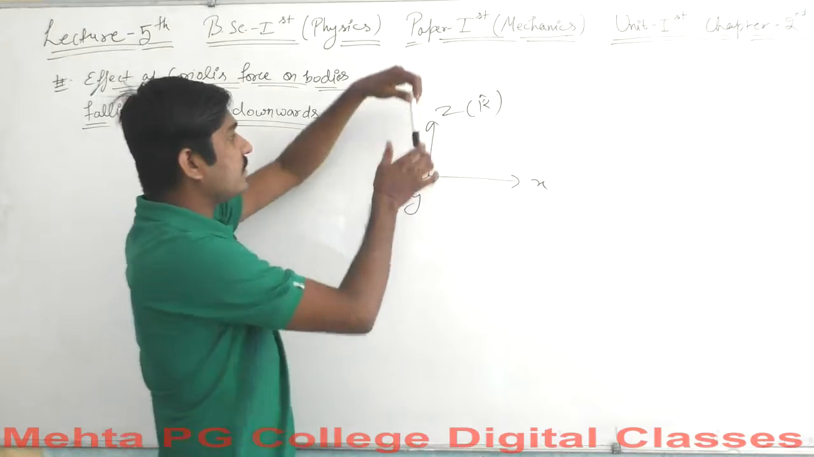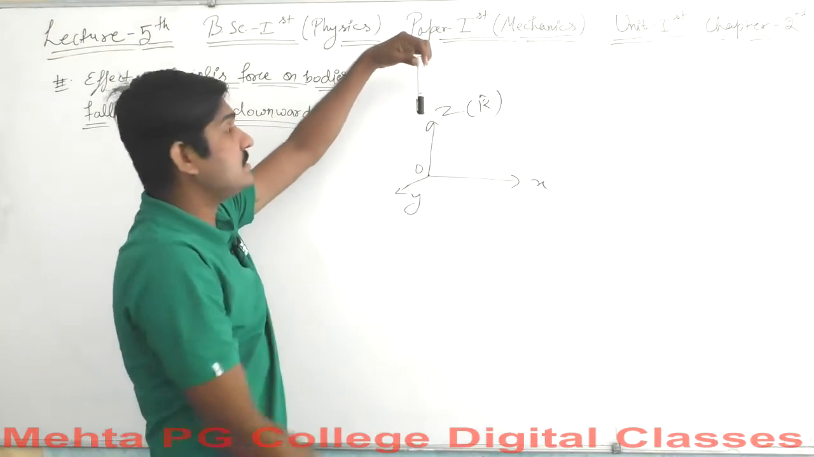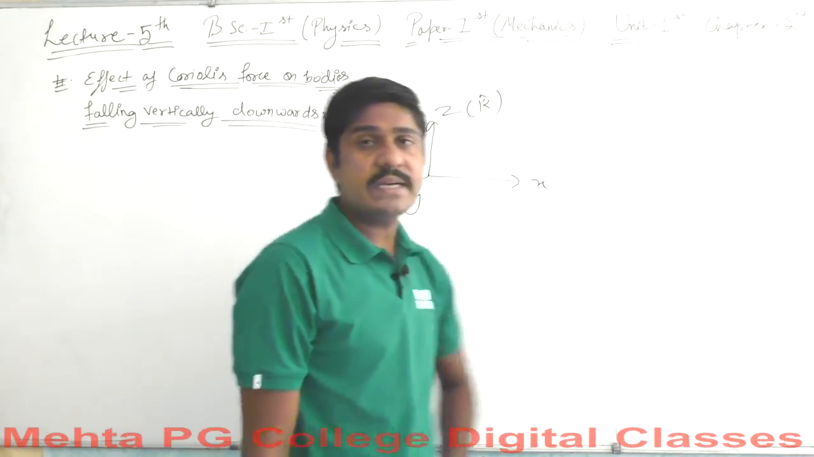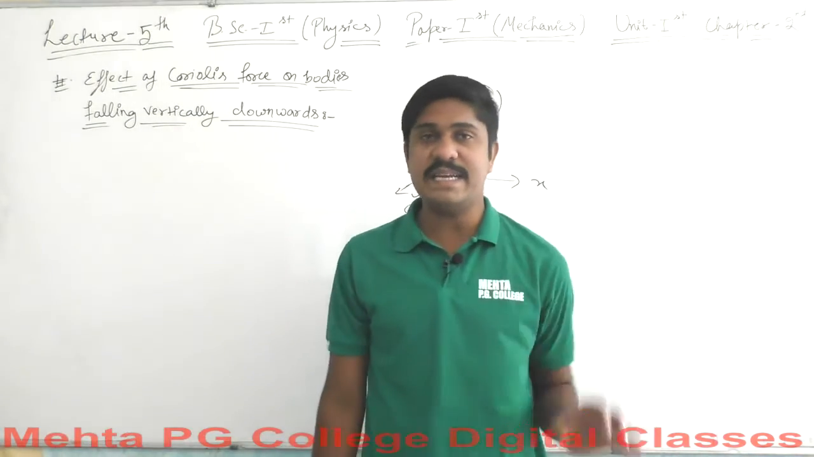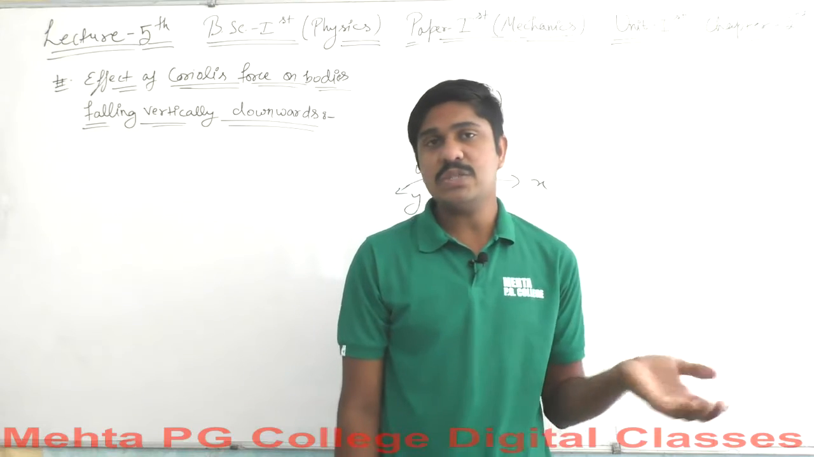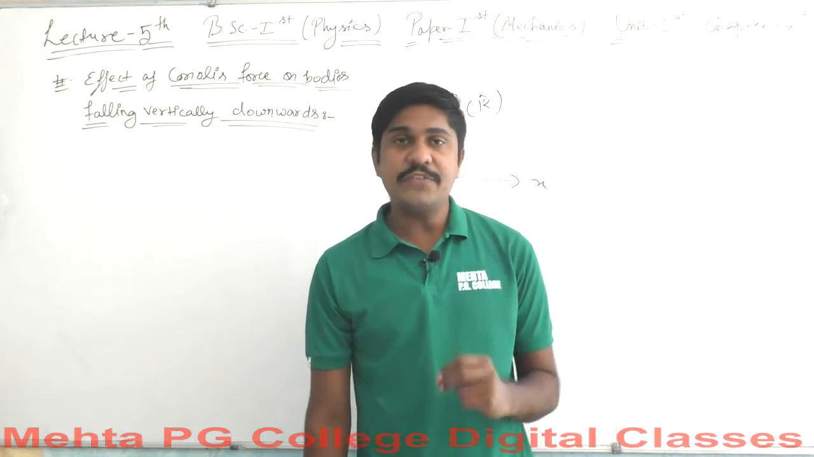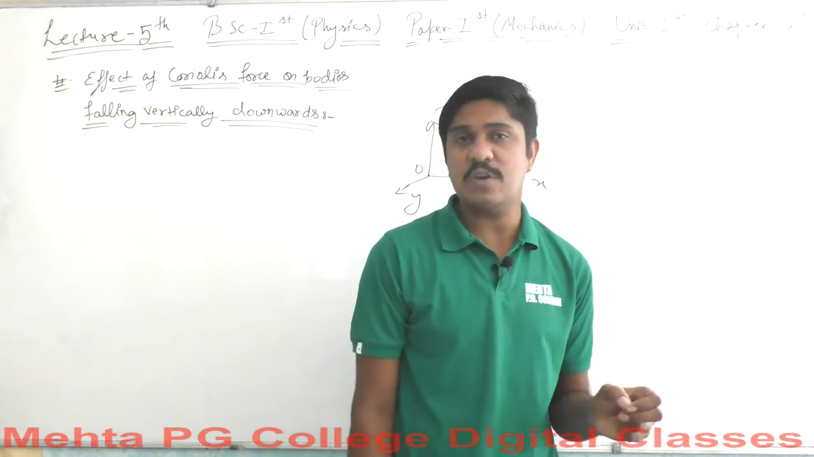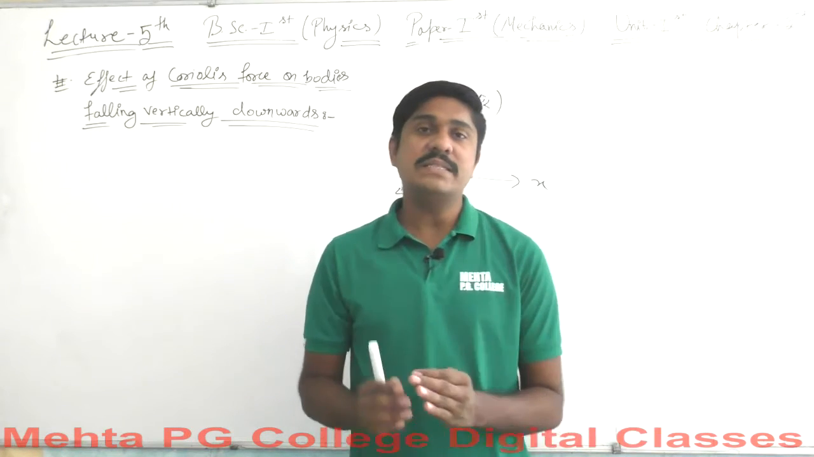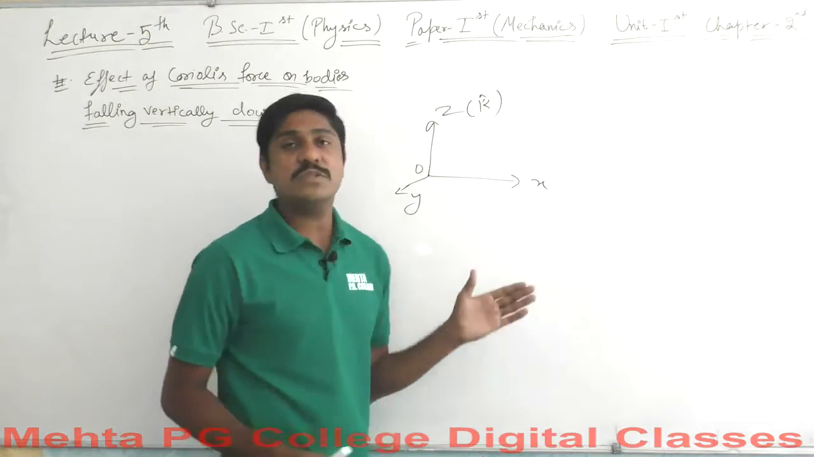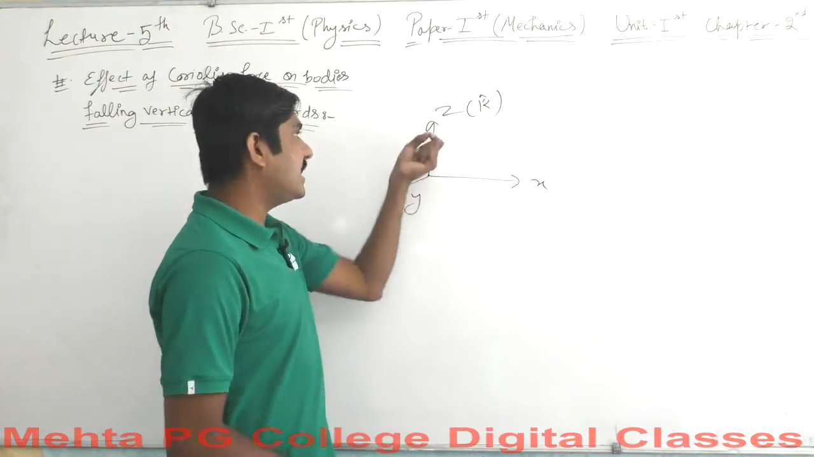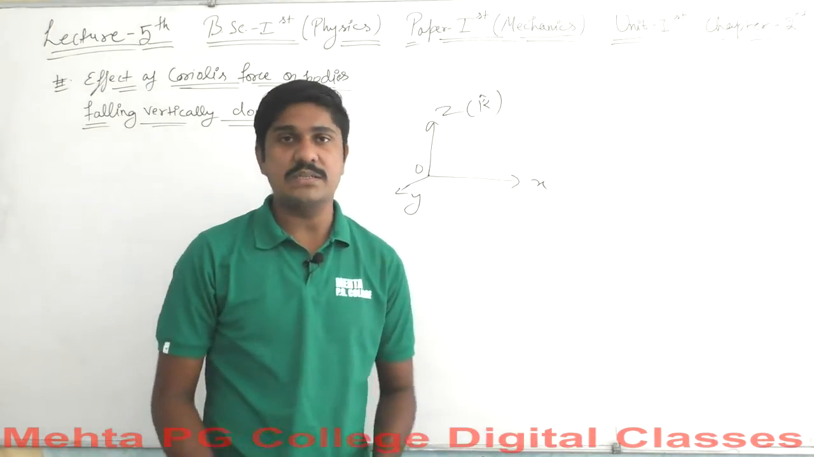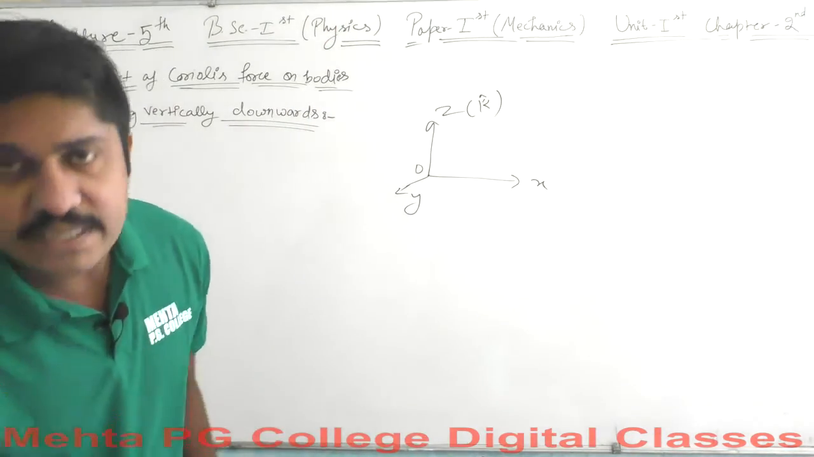If the object is on the z axis and falling vertically downward, in which direction is it traveling? It is traveling in the negative z direction, from the positive z direction towards the negative z direction. So the velocity vector can be taken as the negative of k cap, associated with the negative z axis. Let's begin with the mathematical calculation a little bit.